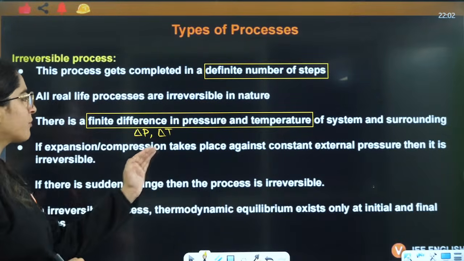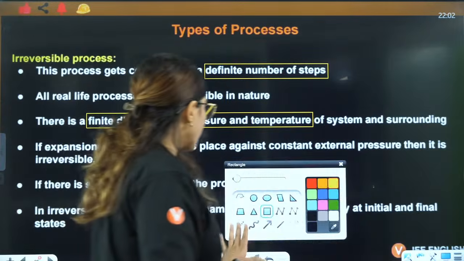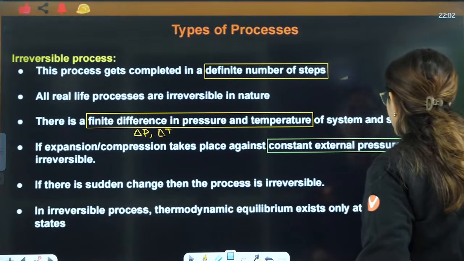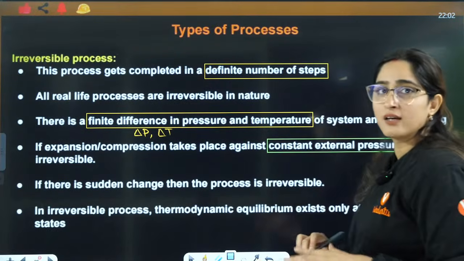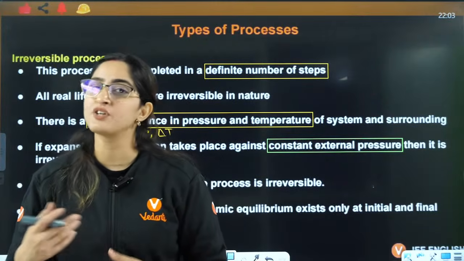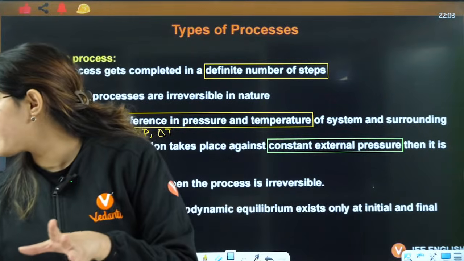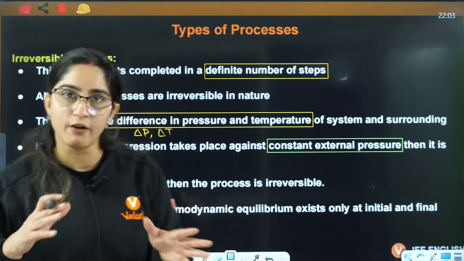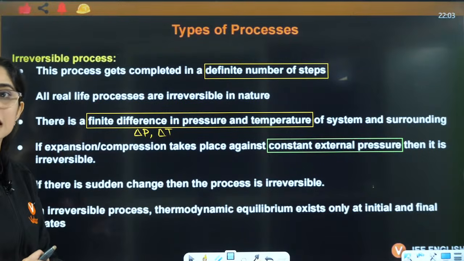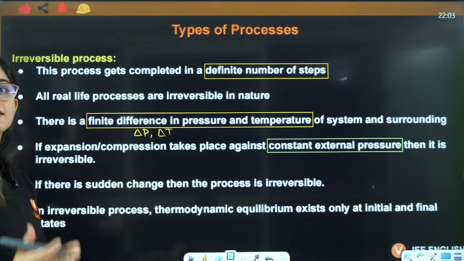The expansion or compression takes place against constant external pressure. Now this is what I told you, that there is constant external pressure. This is a very mostly used thing that you will see in numericals. Variable external pressure, constant external pressure. Constant external pressure means irreversible. Variable external pressure means reversible. Okay, so that you must know. Then if there is a sudden change in the process, it is irreversible, right? So a sudden change directly from this to this is irreversible.